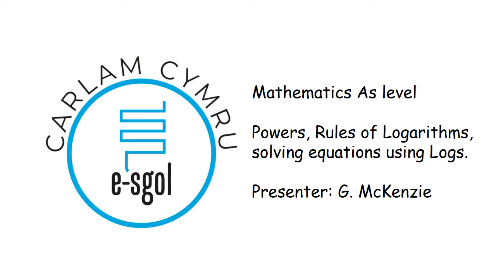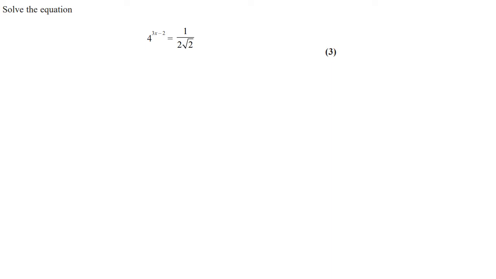Let's get started. The first question is: solve the equation 4 to the power of 3x minus 2 equals 1 over 2 root 2. There are actually two different methods we can use for this. The first one would be looking at the powers. So I'll put method 1 there.